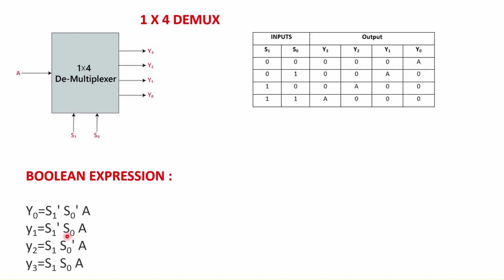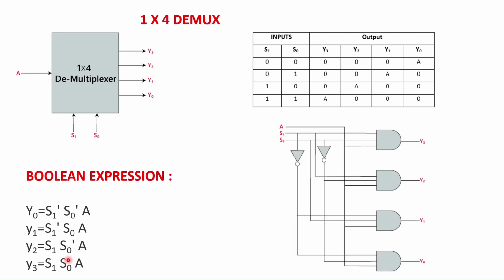So S0. The input A will appear across Y2 when S0 equal to 0, so S0 bar and S1 equal to 1, so S1. The input A will appear across Y3 when both the inputs are 1, so S1 and S0. This is the logical diagram for 1:4 demultiplexer.